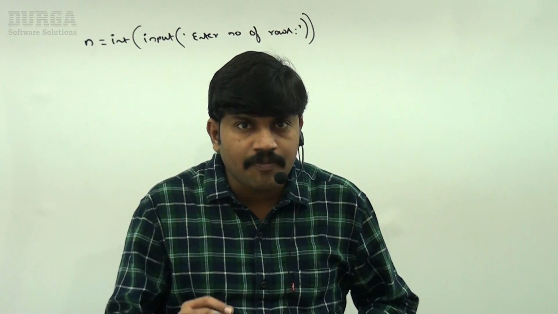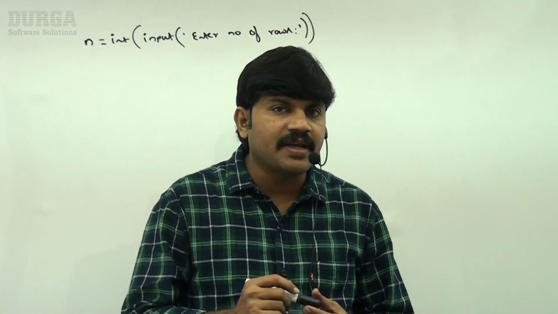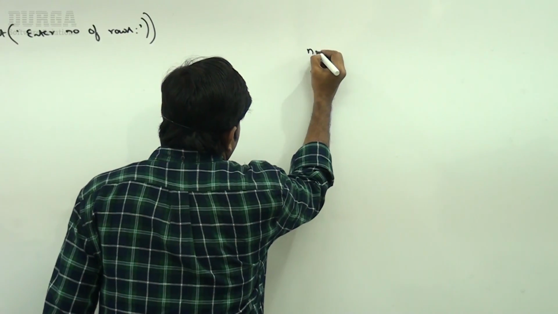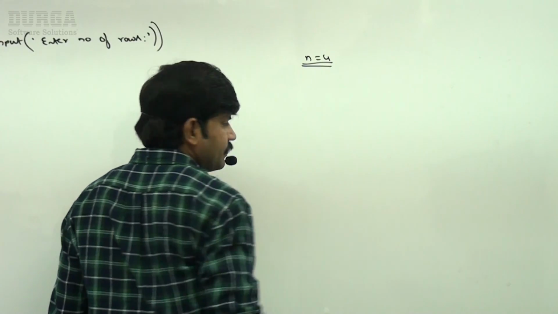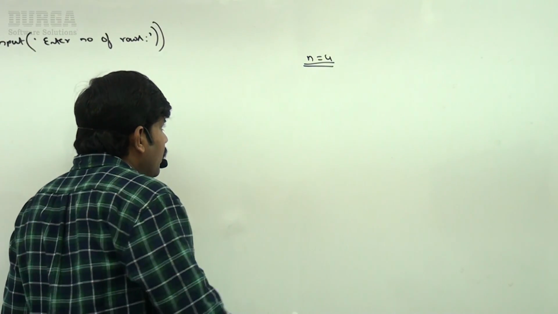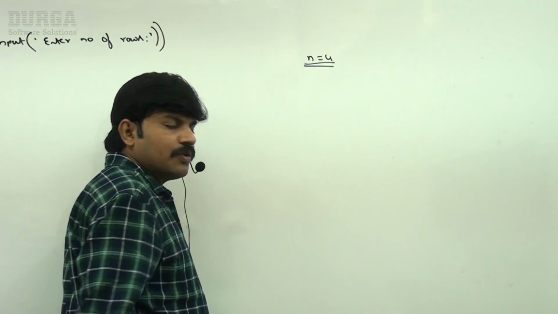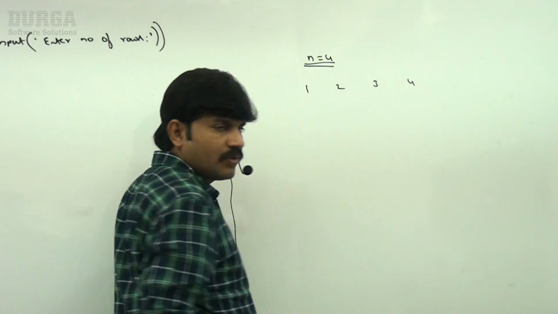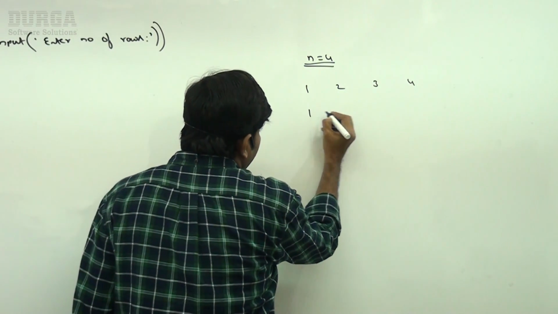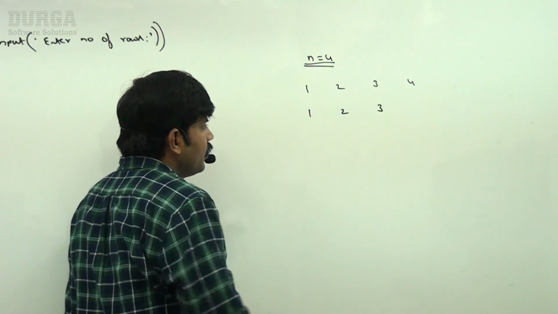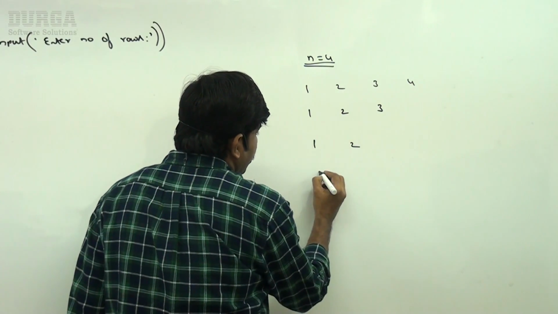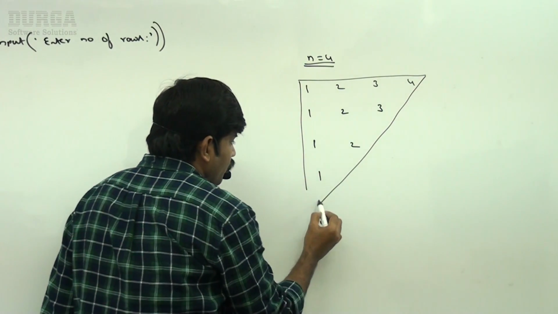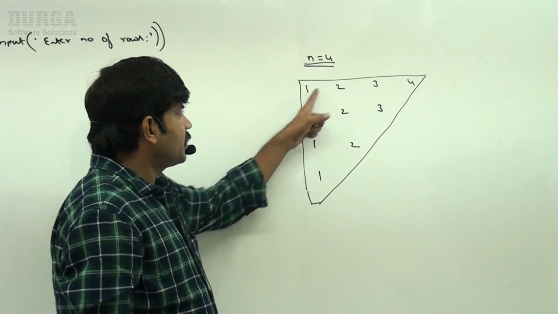Sir, now the next pattern related to reverse of right angle triangle. Beautiful example, observe carefully. Let's take n is equal to 4. What output do I want, sir? 1, 2, 3, 4. 1, 2, 3. Next 1, 2. Next 1. Sir, this is my expected output. Are you getting? This is my expected output, sir.